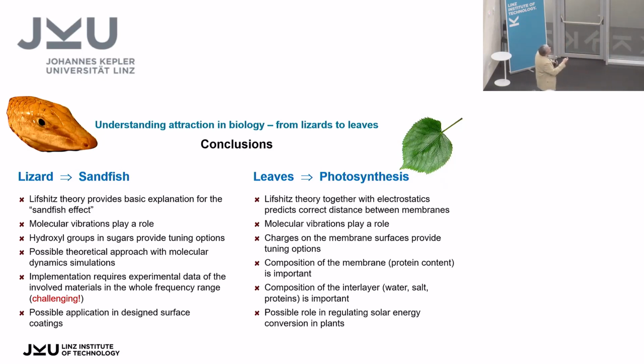On the leaf side, Lifshitz theory also works well if you combine it with some electrostatic computations. By the way, this also lends support to this side because we know from this particular case that the theory really works. Also, molecular vibrations play a role, but this is a more complicated issue here. Here, the charges on the membranes are of interest, and of course, also the composition and everything. And this has possibly a role in regulating the solar energy conversion in plants, and this is why it is fundamentally of interest. Maybe not so much in applications at the moment, but more in the fundamental research of plants, but it's of interest.